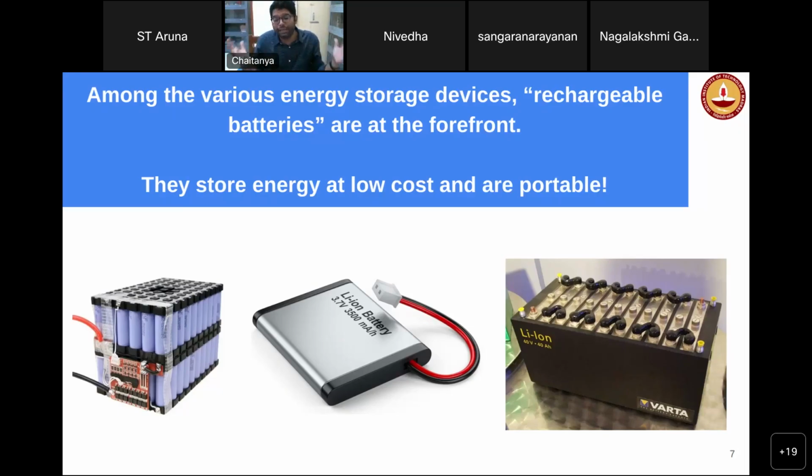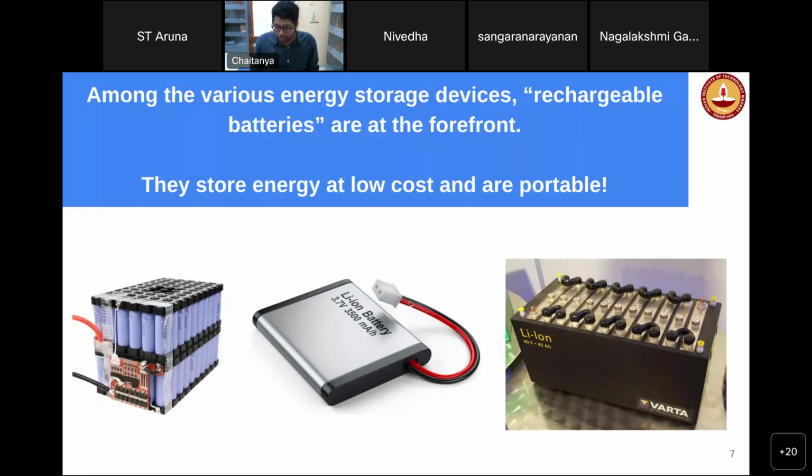So there are various ways you can store the energy generated using renewable energy resources, for example, solar energy, wind energy, etc. And once you store it, you can use it on demand. Among these various kinds of storage devices, rechargeable batteries are at the forefront, mainly because of their low cost and because they are highly portable.